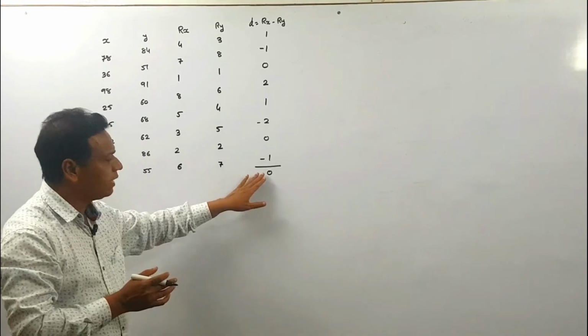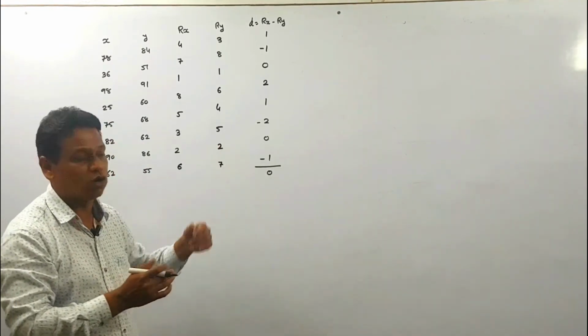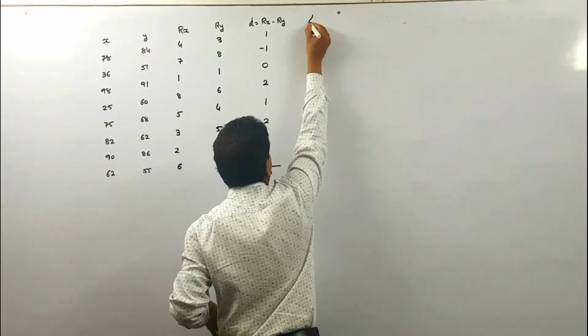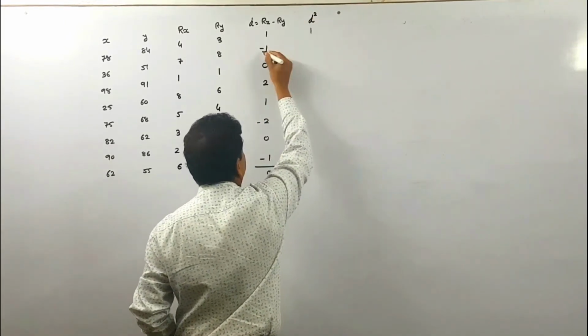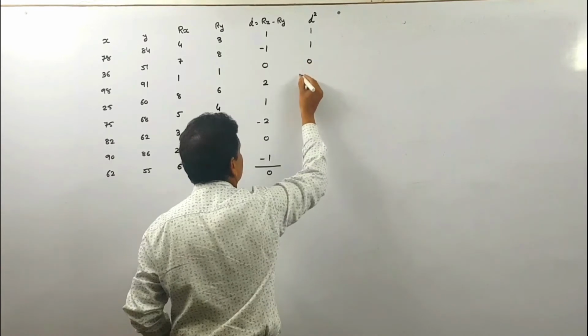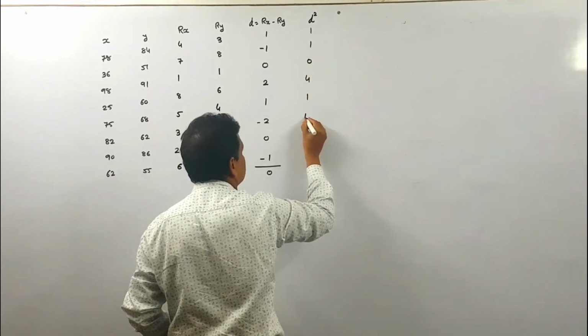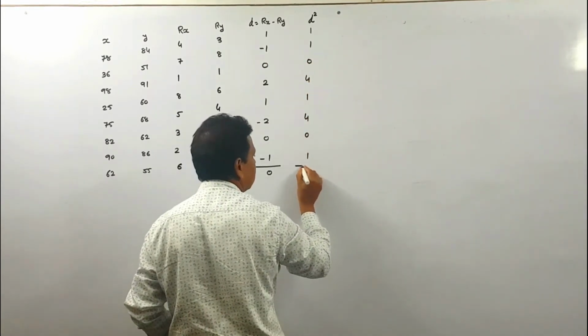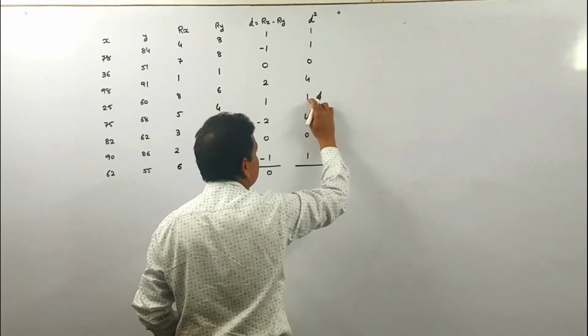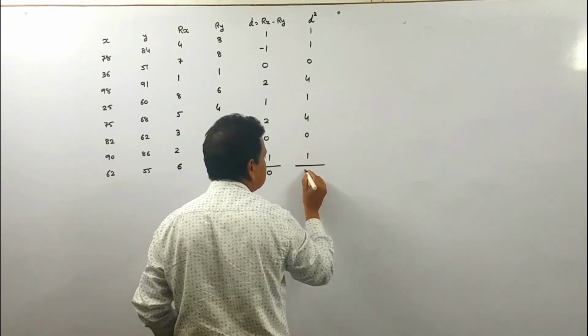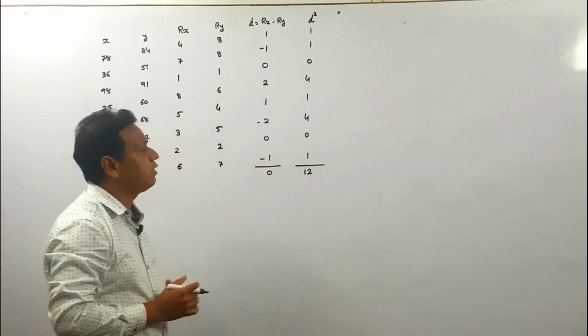Okay, now after getting this column, we have to make a squaring column of the differences. It is called d square. So now the square of 1 is 1, here is 1, 0, 4, 1, 4, 0 and 1. Get the total of this column. So 1 plus 1 is 2, plus 4 is 6, 7, plus 4 is 11, and it is 12. So this is our total.